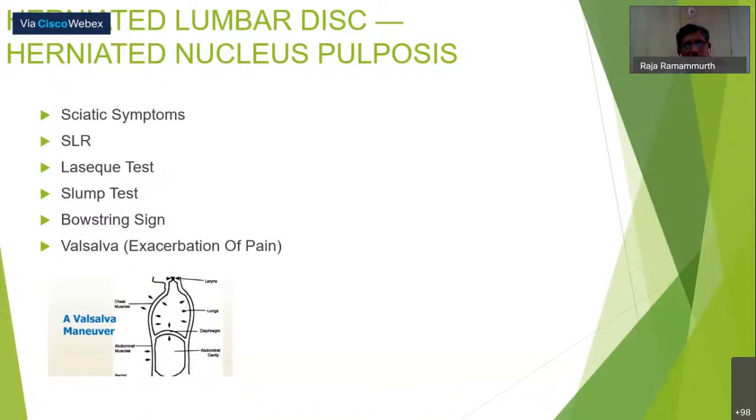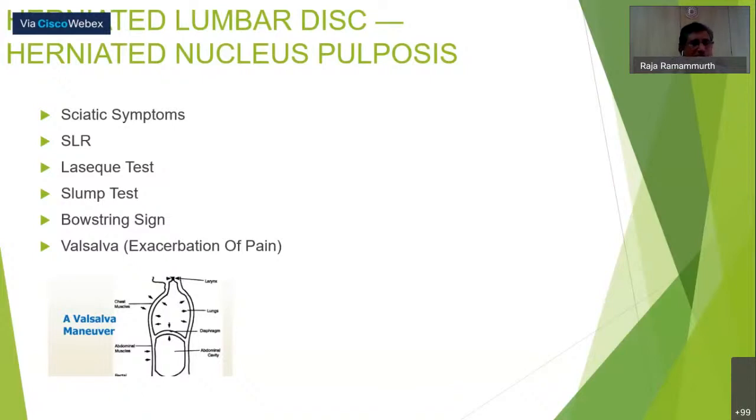It depends upon the amount of the compression and the sciatic nerve from the root level. For this, what are all the special tests we used to do to check out or to rule out the disc prolapse? The first test we used to do is the straight leg raising, which is called the SLR. SLR will guide us towards the disc prolapse.